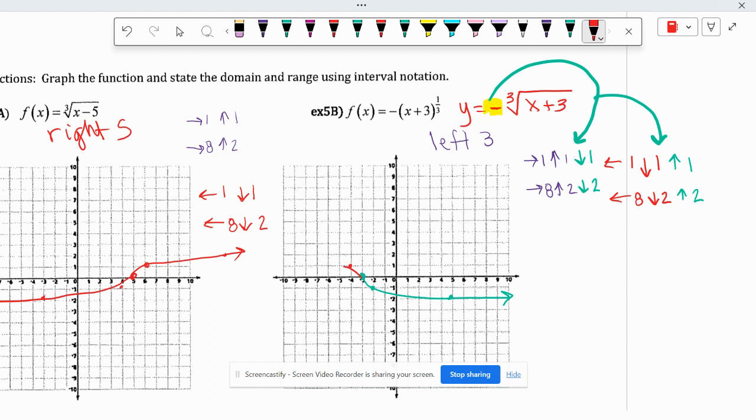Why does that do that? That really makes me angry. Okay.